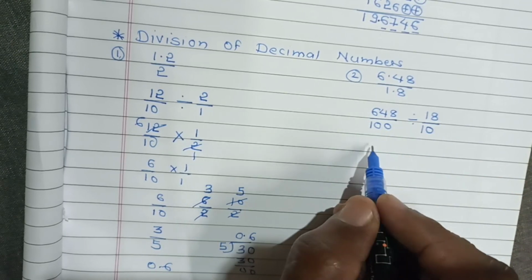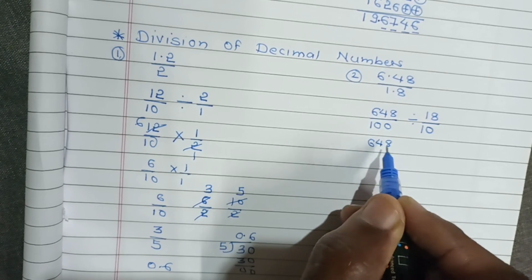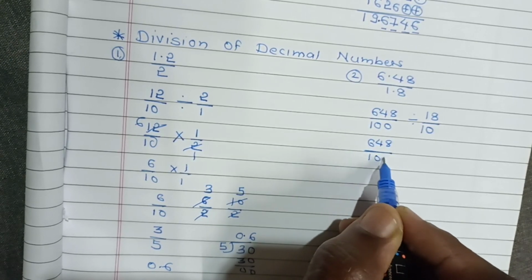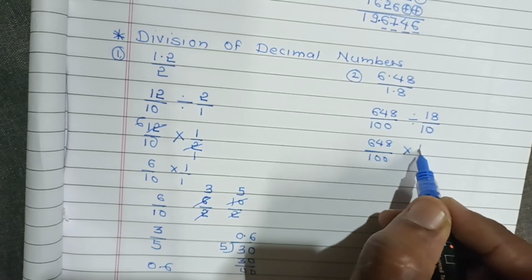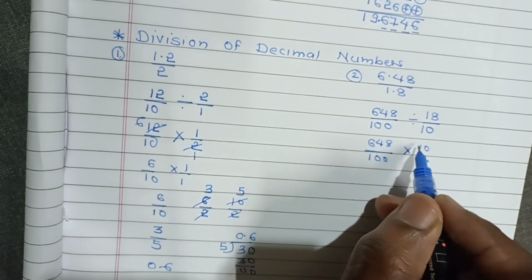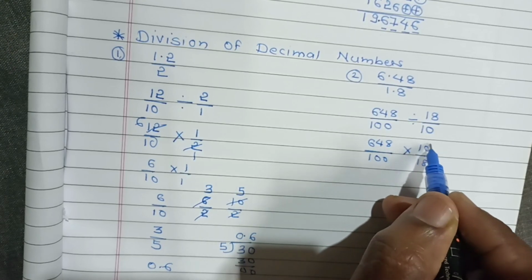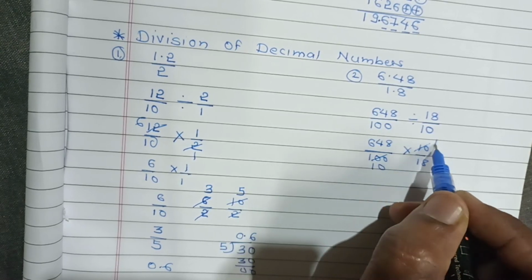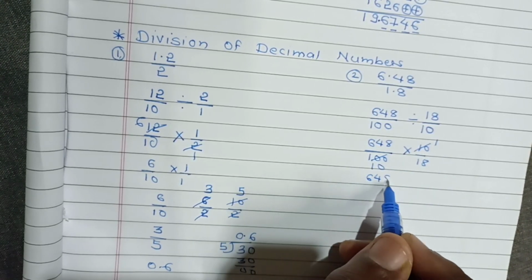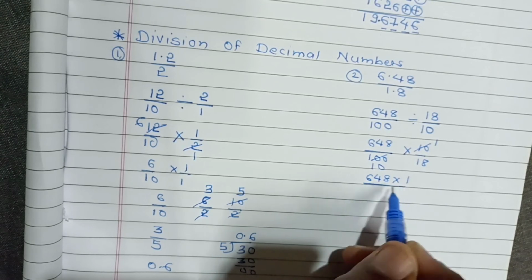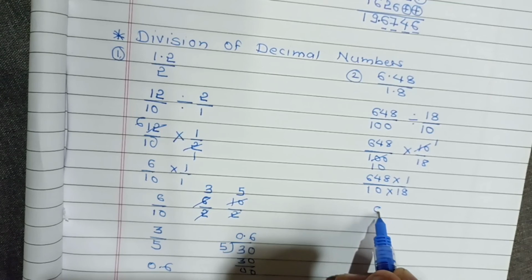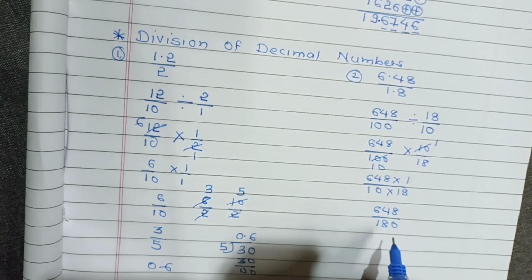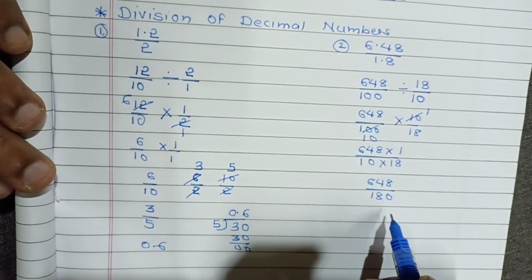Now next you have to do this first fraction. You have to write as it is 648 upon 100, and then you have to write multiplication sign and reciprocate this. So how will you write this? 10 upon 18. Now you have to see whether cross cancellation can be done or not. So 10 tens are 100 and this is 1. So 648 multiplied by 1 divided by 10 multiplied by 18. So 648 multiplied by 1 is 648 and this 10 multiplied by 18 is 180. Do the division for this. 648 upon 180.